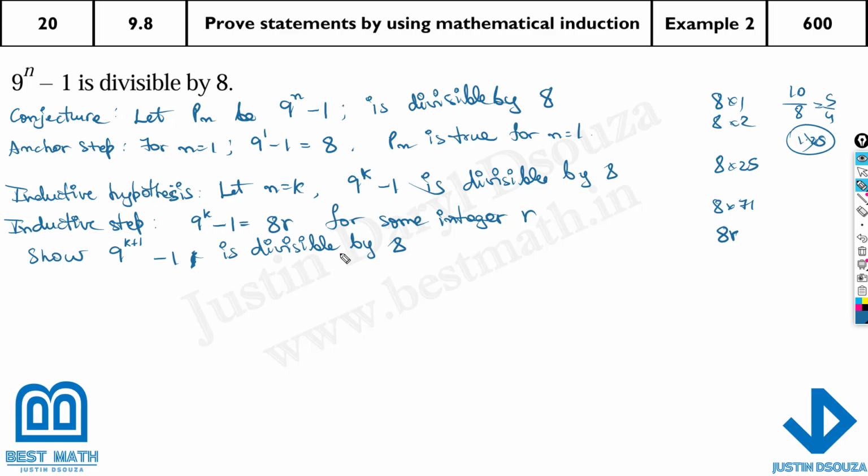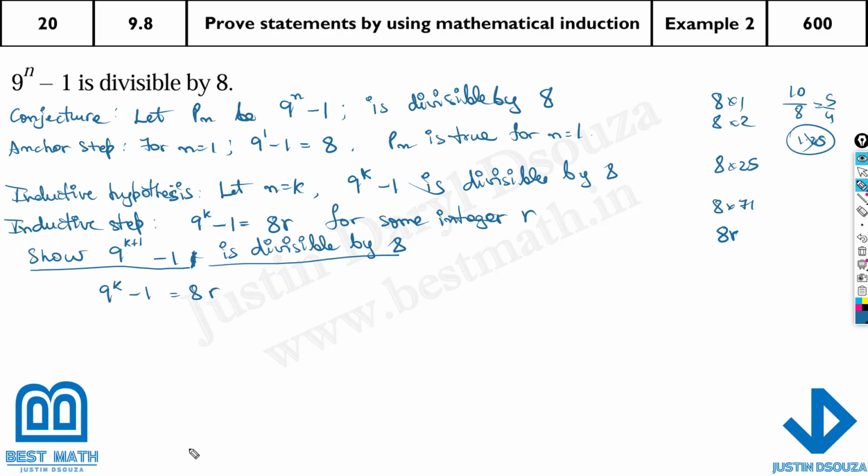8. You don't need to write this one. Or you can just, after this inductive step, no need of this. If you don't want, you just ignore this step. Now we are showing this, but this is for your understanding. Now we are taking this part, 9^k - 1 is equal to 8r. We'll try to solve it.